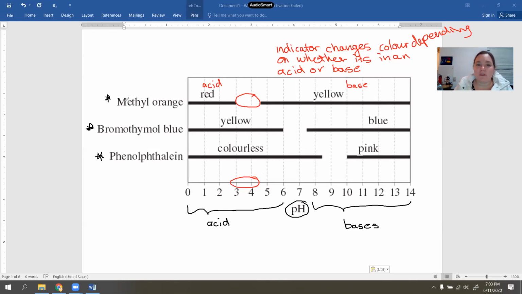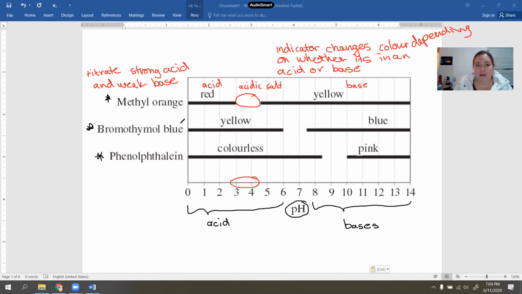which tells us that we use methyl orange when we titrate a strong acid and a weak base. And the reason is if you've got a strong acid and a weak base, you overall end up with an acidic salt, okay, or an acidic endpoint, okay?